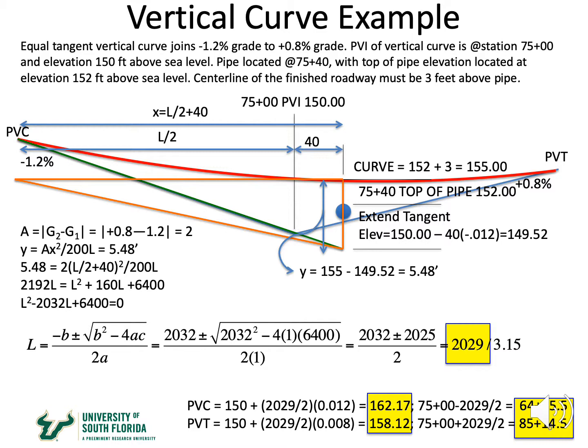The 3.15 value is infeasible because the vertical curve would be too short. It would be way down here. So what we have found here is that L is 2029. We could round that to 2030, but for the calculations here, I just kept that value of 2029.